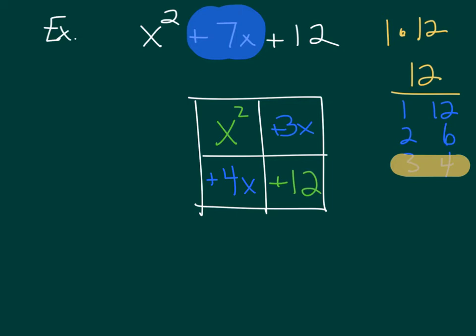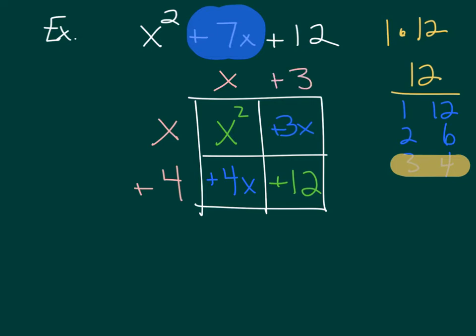Now, step 6 said, find the greatest common factor of each row and each column. Write them to the side and above. So, between an x squared and a 3x, the common factor would be an x. Between a 4x and a 12, the common factor would be a plus 4. Between an x squared and a 4x, the common factor would be an x. And between a 3x and a 12, the common factor would be a plus 3.